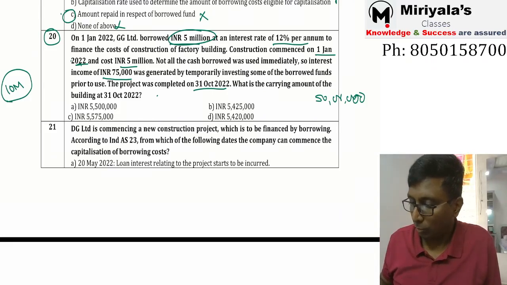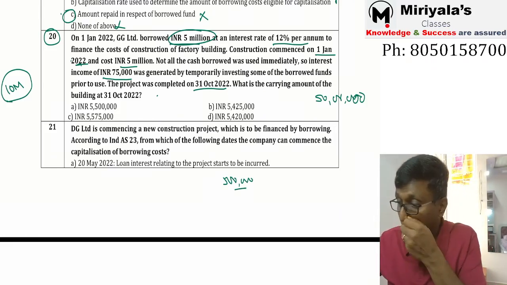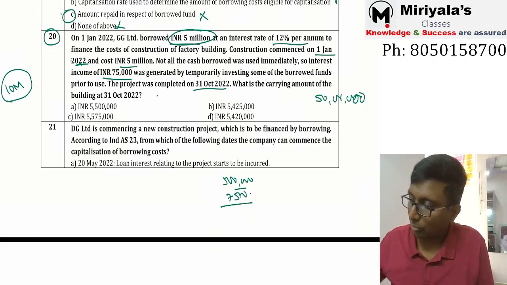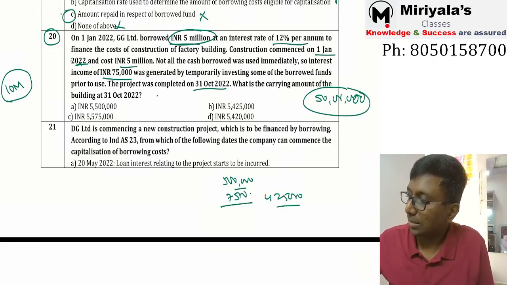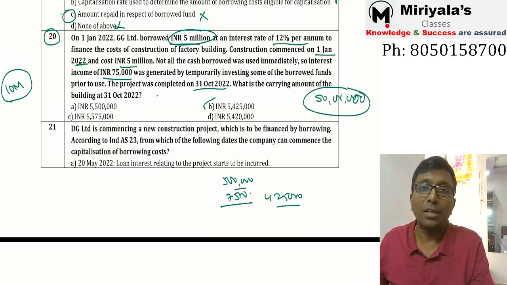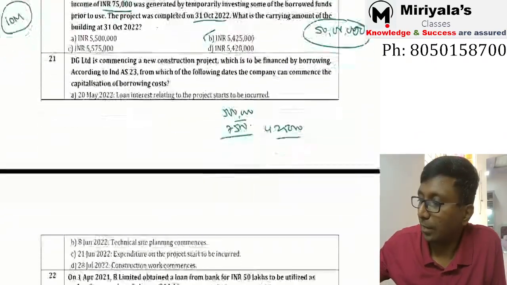So what are you supposed to do? 50 lakh into 12 percentage divided by 12 into 10. It will come to 5 lakh rupees. Correct. But out of 5 lakh rupees, the income of 75,000 rupees you are supposed to reduce. So minus 75,000 will come to 4 lakh 25,000. So 50 lakh plus 4 lakh 25,000 is equal to 54 lakh 25,000 rupees, which is your right answer. Correct? Right.